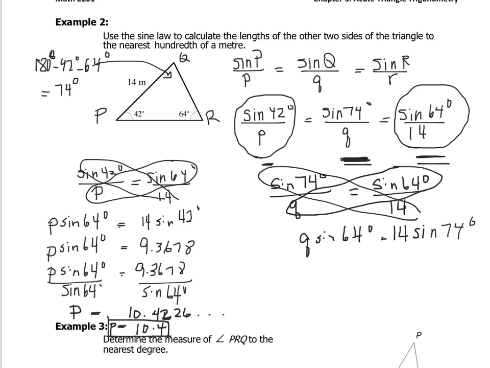And that will give us Q sine 64 equals 14 sine 74, which is 13.4576, and so on. So then I'd divide both sides by sine 64.